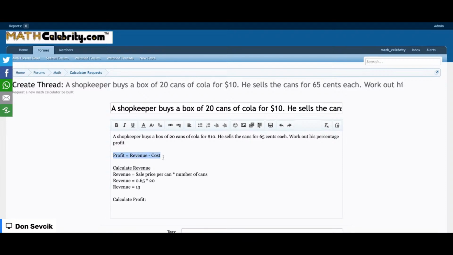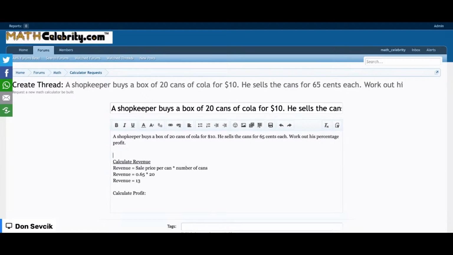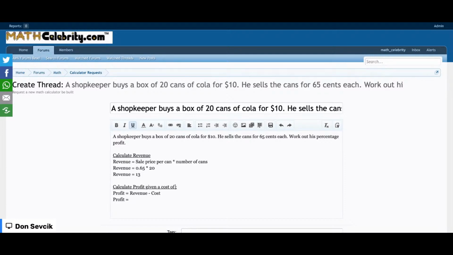Calculate profit. We know that profit equals revenue minus cost. Profit equals, given a cost of 10, revenue is 13 minus cost is 10. Profit equals 3. Okay. The question asks, work out his percentage profit.